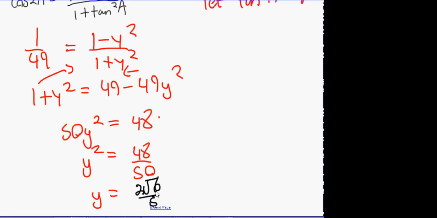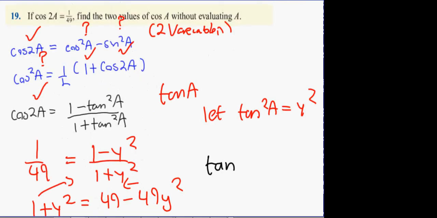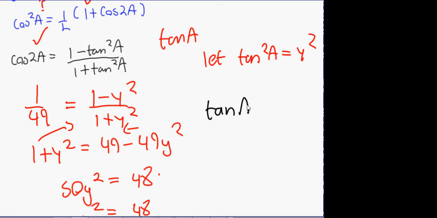That's not the same answer as 5 over 7, right? It's not. But what is that answer? That's the answer for tan A, not cos A. So tan A equals 2 root 6 over 5. How do I change that to a cos A answer?